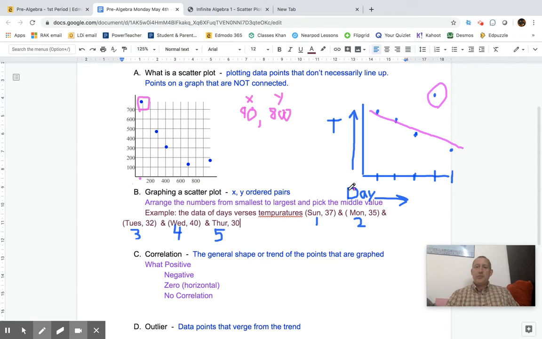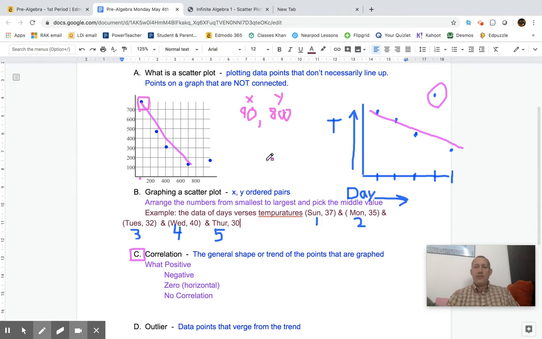So there are two important things you have to remember with scatter plots. One is you're going to look at the general pattern, and that's called the correlation. So if you're taking notes, write this down. Number C is correlation. That's the general shape or trend of the points. So is the general trend, are they increasing? Are they decreasing like in this graph? And in this graph, they're also decreasing.